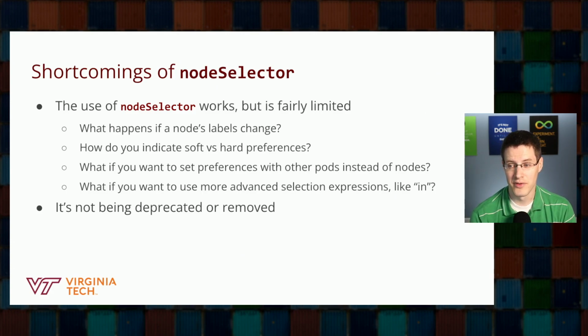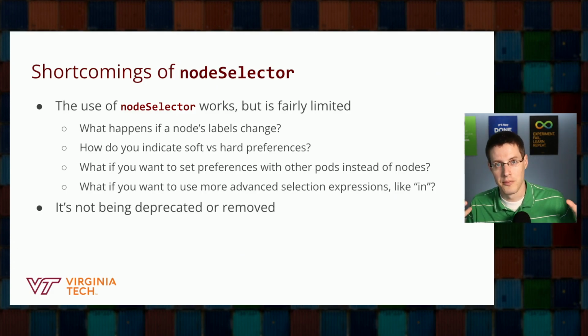What if we want to set a preference with other pods instead of nodes? Maybe I've got a pod that's the database, and I want to make sure that the app runs on the same machine as the database, so that I'm not having to do networking to talk to it. Or I want to make sure that my pod runs in the same availability zone as another pod, so that I don't have to pay for the network bandwidth going between availability zones in the cloud. So how can I do preferences that aren't just nodes, but use inputs like I want nodes that have other pods running on them, or pods that aren't running on it? How can we do some of those more sophisticated things?